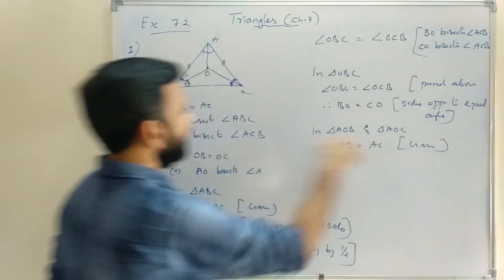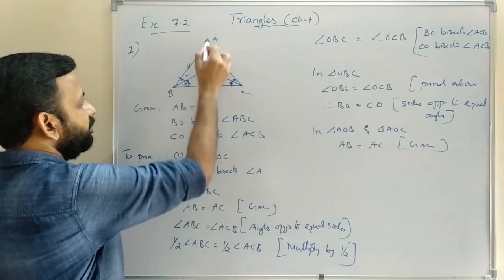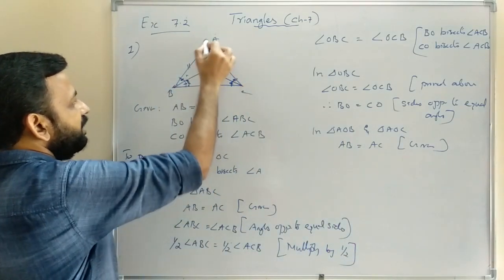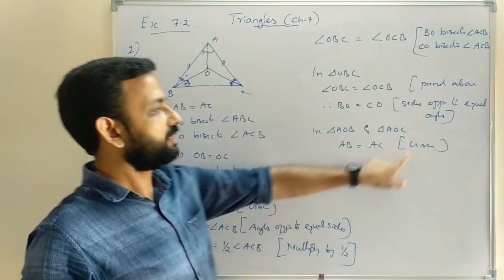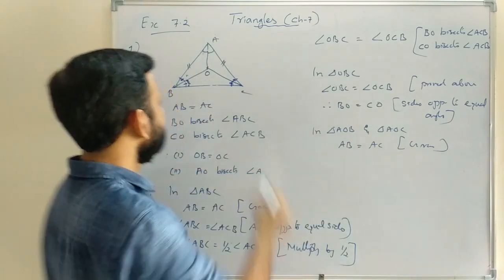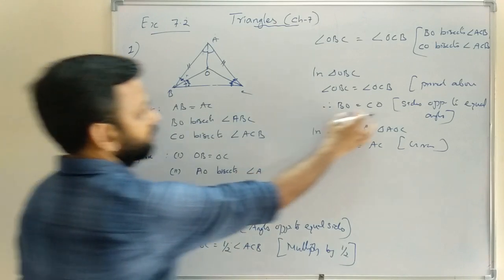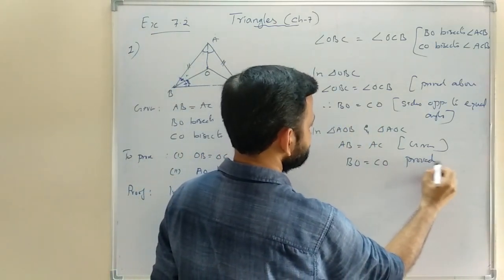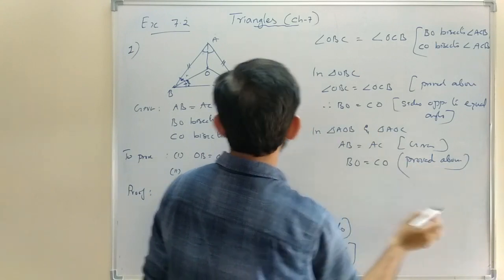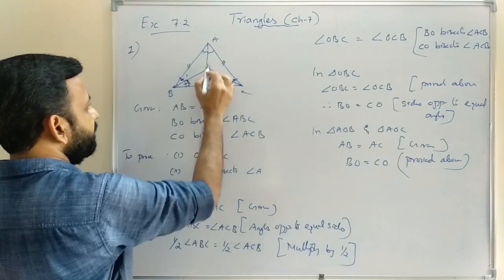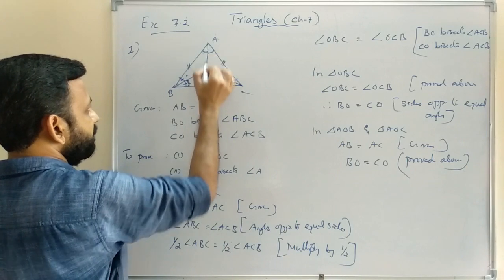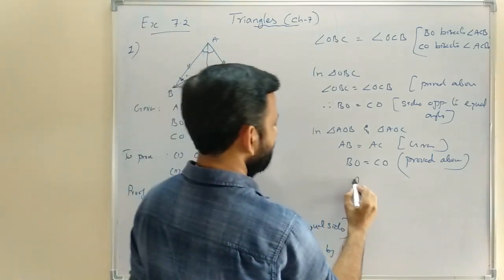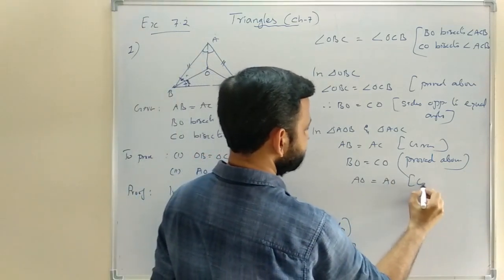In triangle AOB and triangle AOC, AB equals AC, given. Then BO equals CO, proved above. Then AO equals AO: AO of this triangle equals AO of that triangle, common.